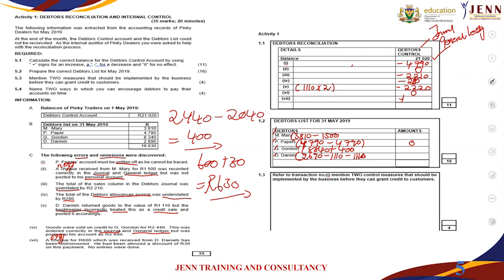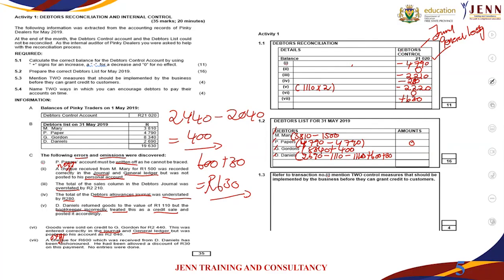So we are going to say plus 630 on the debtors control account, and then we go to D. Daniels and say plus 600, which is the amount, plus 30 rand, which was the discount also given to the customer. Remember, 600 was the amount that he was owing us, and 30 rand was a discount that we give to a debtor because perhaps the debtor was settling the account, but unfortunately the debtor has insufficient funds.